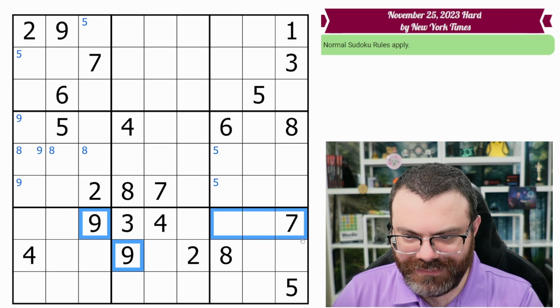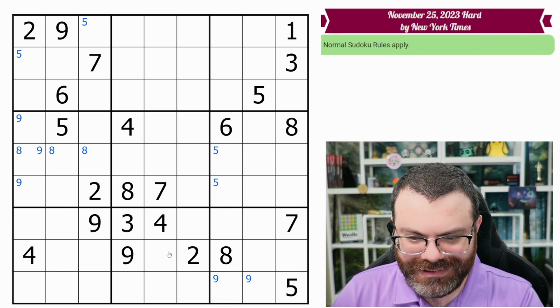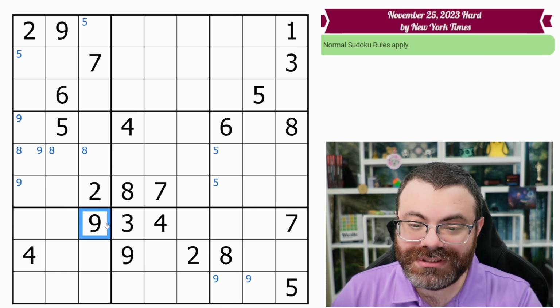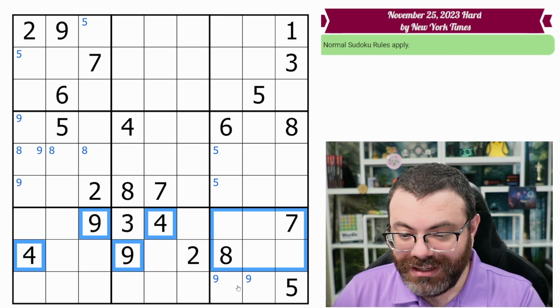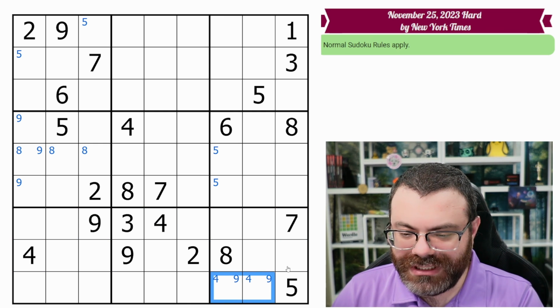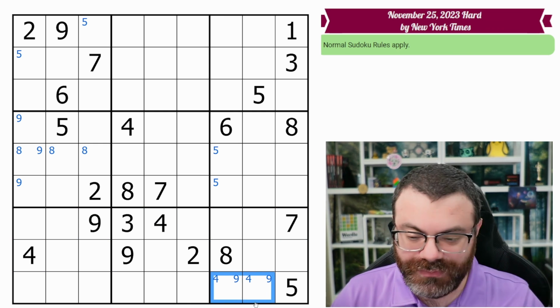Maybe this next band is helpful. There's a 9 down here. 2 4s. The 4s and the 9s. There you go. Look in. So this is what's called a hidden pair. If we were to separately corner mark these, maybe it becomes more clear.